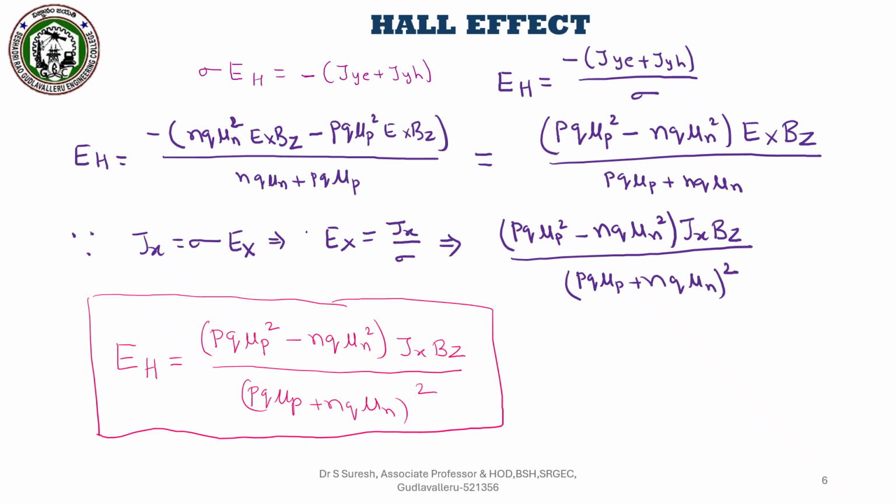Already we know that Jx is equal to sigma Ex. From this Ex can be written as Jx by sigma. So here we will replace this Ex with Jx by sigma. So what happens then? Ex is replaced with Jx by sigma. So finally the expression for Hall electric field, Hall voltage is equal to PQ mu P square minus nq mu n square into Jx Bz by PQ mu P plus nq mu n whole square.